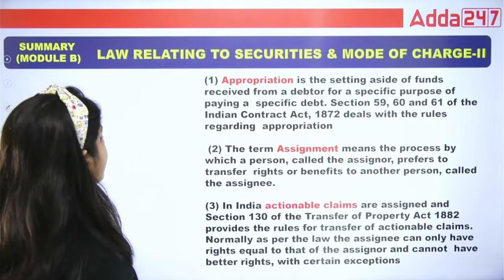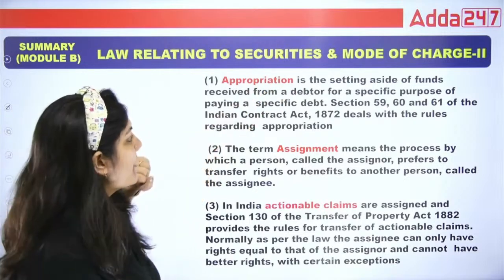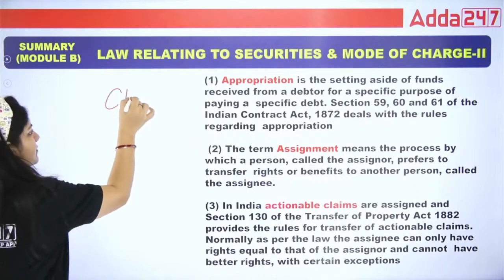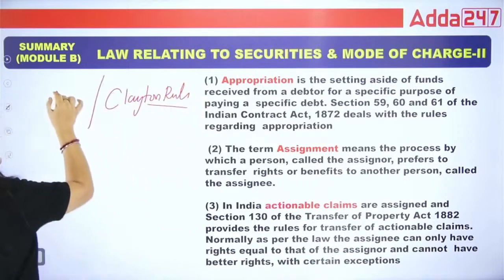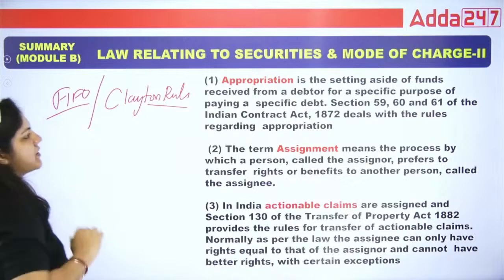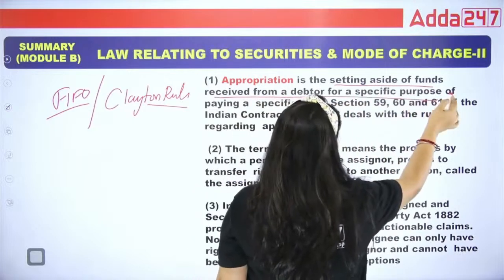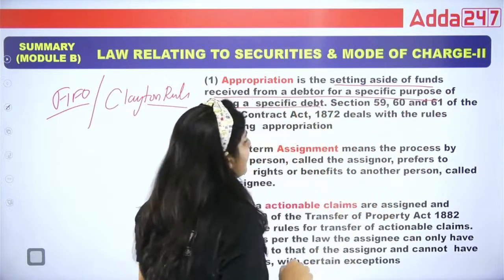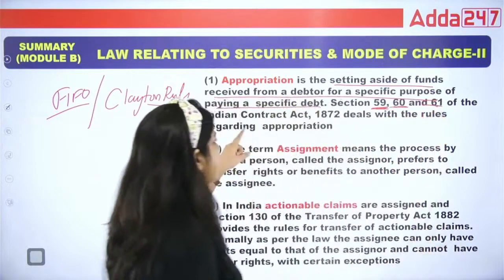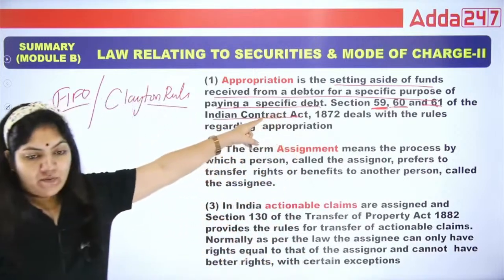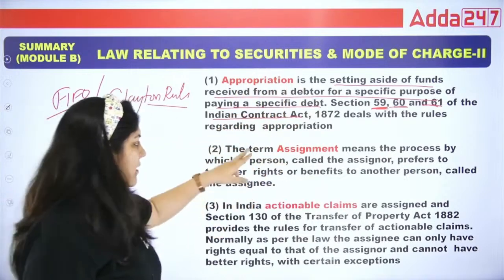Next, what is appropriation? Okay, again this is the second part of this chapter. I think we have done the Clayton rule, which is also known as FIFO, first in first out. So appropriation is basically setting aside of funds received from the debtor for the specific purpose of paying a specified debt. The sections involved are 59, 60 and 61 of the Indian Contract Act. That can also come in the form of a question. What is appropriation? Okay, what is assignment?